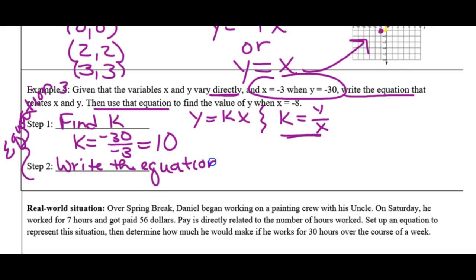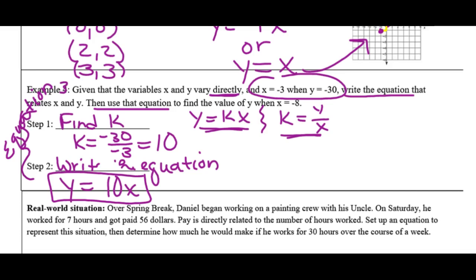Step 2 is to write your equation. There are 2 steps to write the equation. So my equation, y is equal to kx. See, I wrote that over there, so I remembered. But I know what k is now, because I just figured that out. K is 10. So there, I've answered half the problem right there. I wrote the equation.